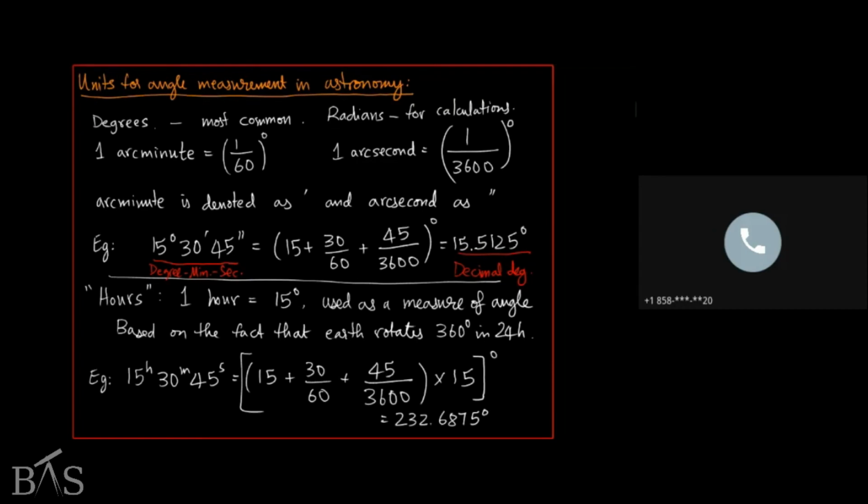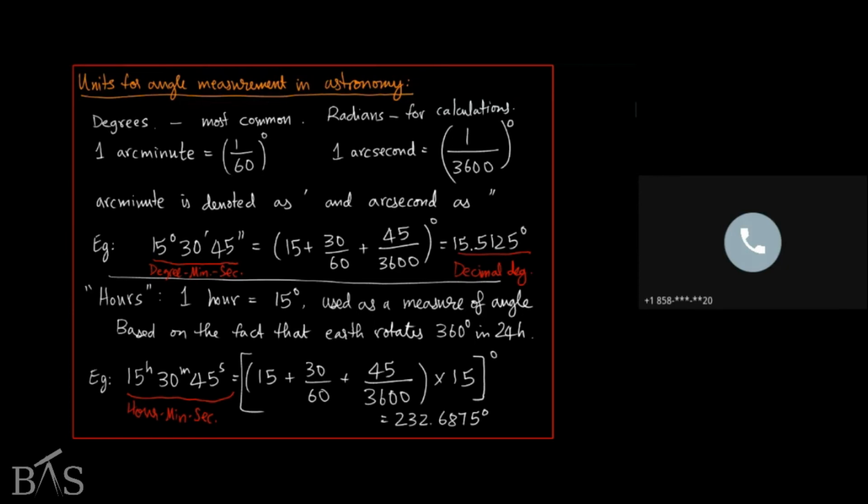Similarly, there is a subdivision of the hour called minute, and a subdivision called second, and it follows the same pattern as time. 1 minute is 1/60th of an hour, and 1 second is 1/3600 of an hour, same as arc minute and arc second. So an angle denoted in hours, minutes, and seconds is shown here. The same words hour, minute, and second also mean time measurements as well as angle measurements in astronomy, so one has to be a little bit careful.